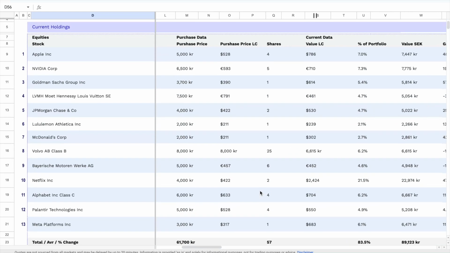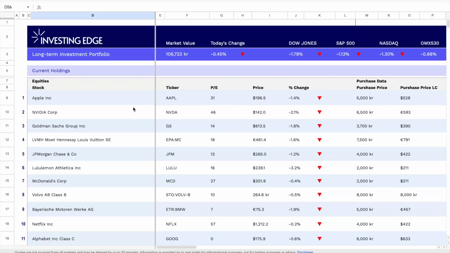So whoever has this portfolio has done some good investing. Now at the very top left, I have the market value of the portfolio. Of course, that's the most important number. Everyone wants to know how much money they have, right? And we can see today's change of the total portfolio.